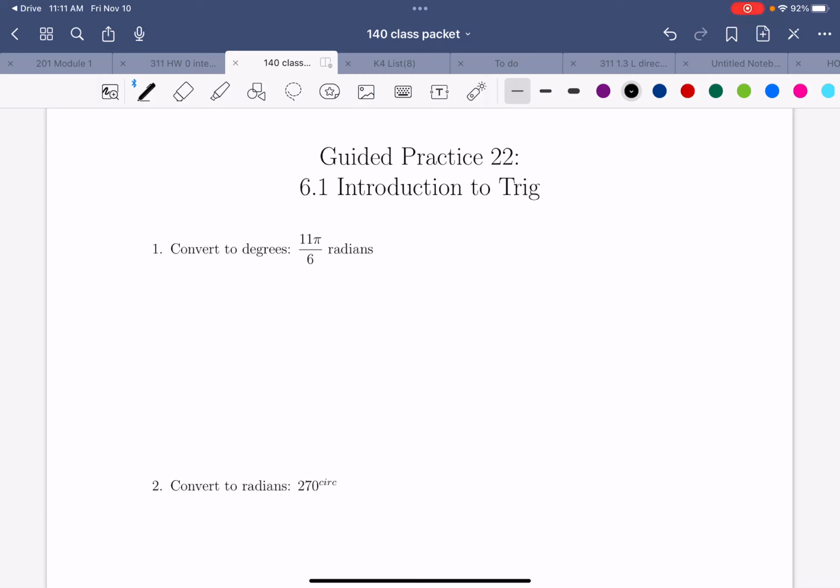Hi all, this is Guided Practice 22. We're working on section 6.1, an introduction to trig. So again, we're working with our angles here, and we want to make sure that we can convert back and forth from radians to degrees, and that we can identify our coterminal angles.